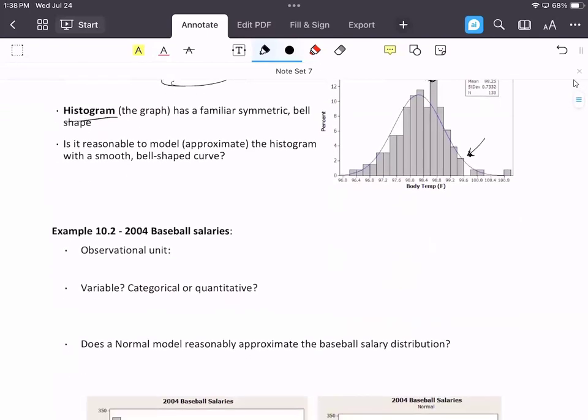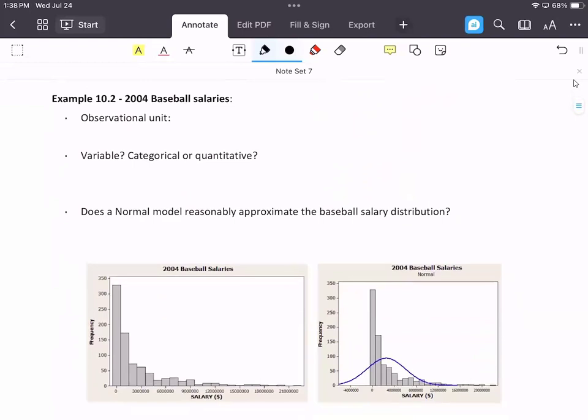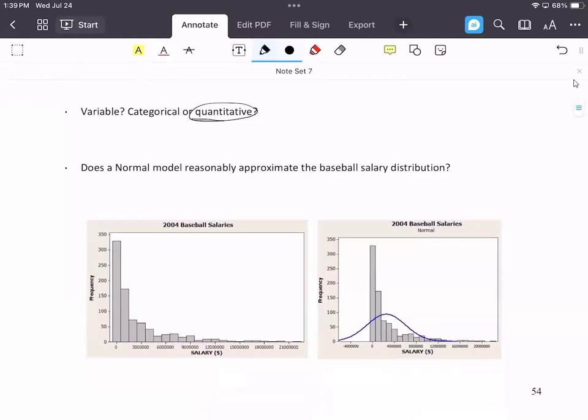On the other hand, looking at baseball salaries, what do you think? 2004 baseball salaries. Observational unit is what? Hopefully you think each baseball player, even better, each professional baseball player, because little league players don't get paid to play. The variable, what's varying from player to player, is their salary, and that's going to be quantitative. So once again, we're going to have a histogram. Here's the histogram, and then we said we're going to overlay a normal curve that supposedly fits it as best it can.